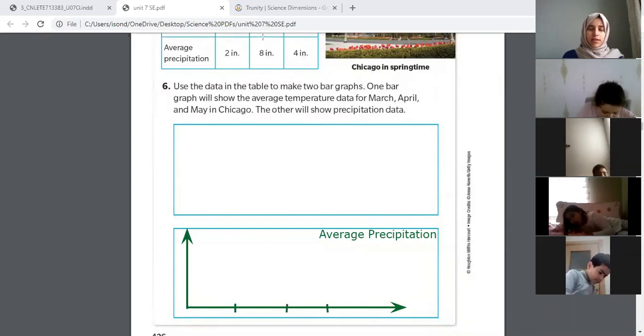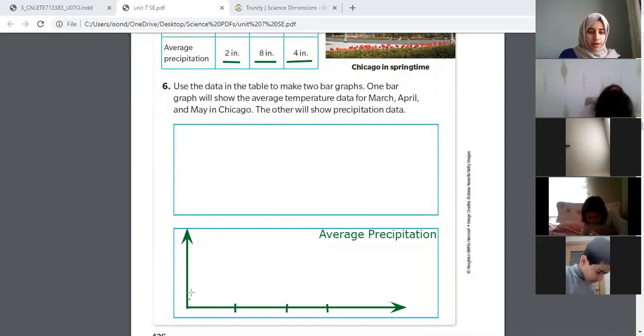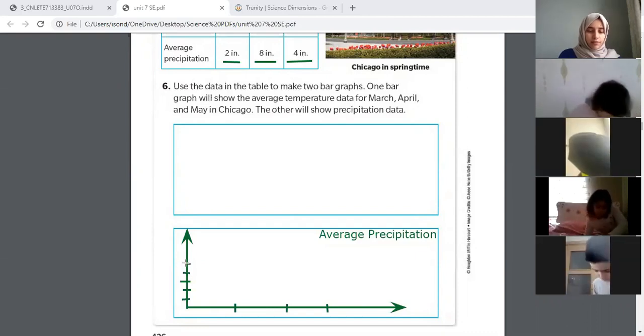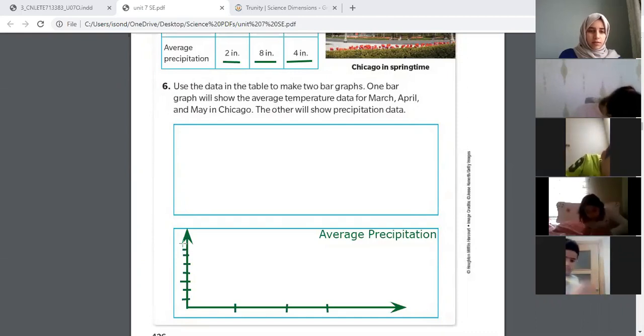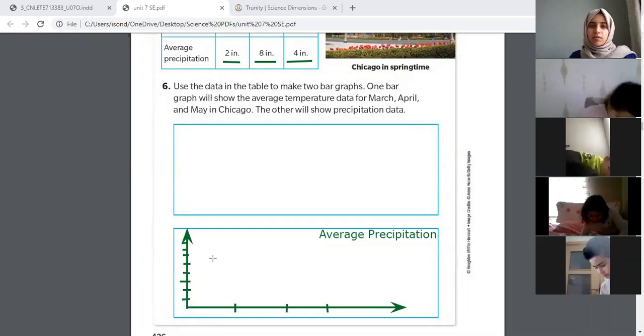And here I'm going to count by ones because the numbers that I have are all under 10. So I'm going to count by one. So I have 1, 2, 3, 4, 5, 6, 7, and 8. 8 can be the last one because it's the highest number I have, so I don't need more than 8.